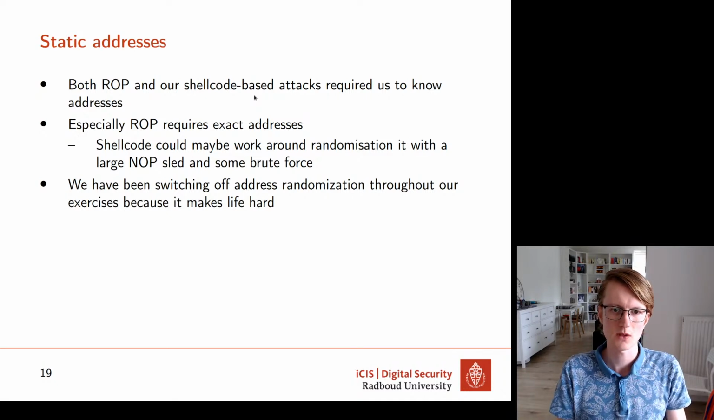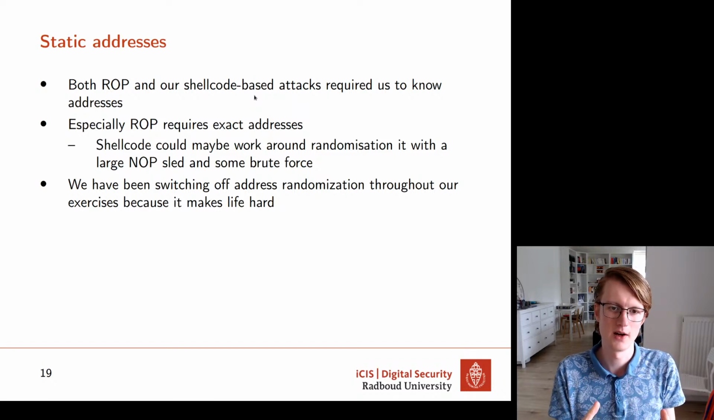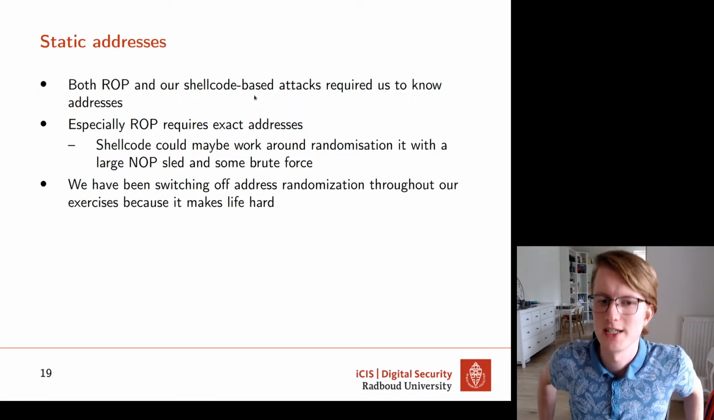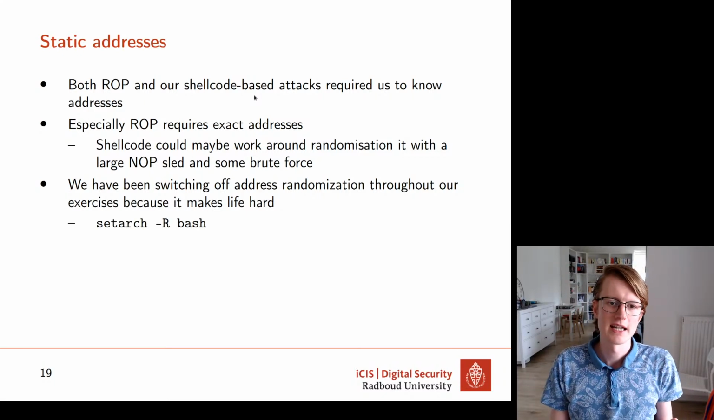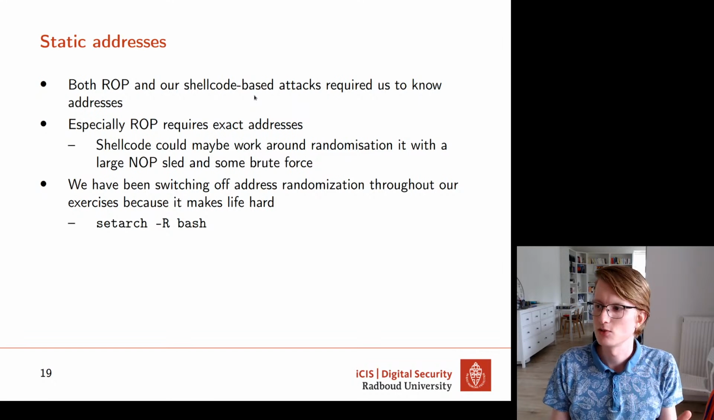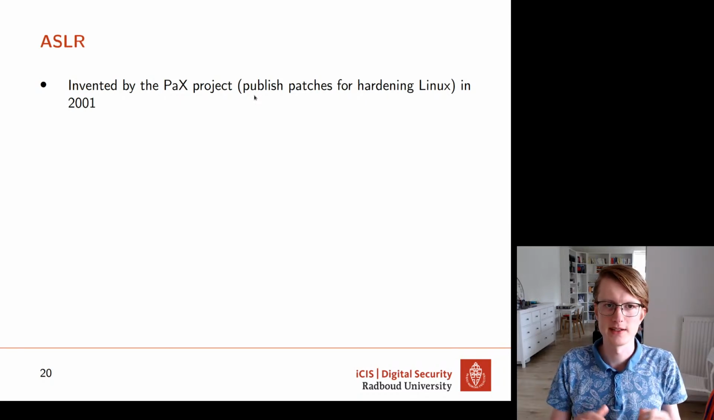And we have been switching off address randomization throughout our exercises because it makes life hard, because otherwise we need to defeat randomization. And we have been doing that using this set arg command, and it should be quite familiar to you right now. But that brings us to ASLR. What exactly is the thing that we are turning off with this address randomization?